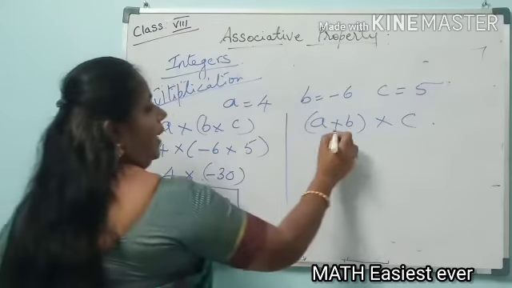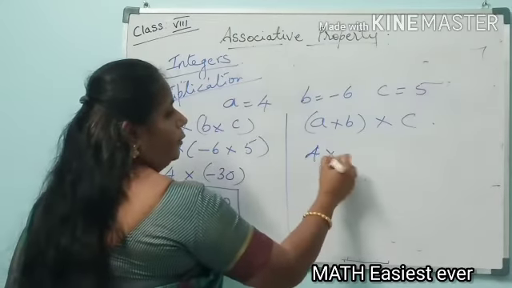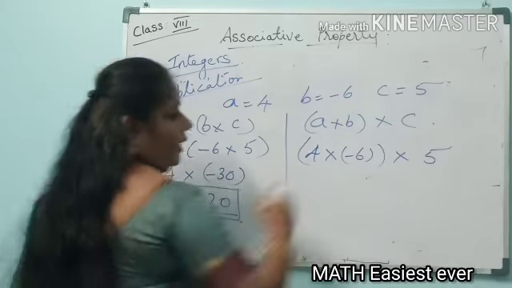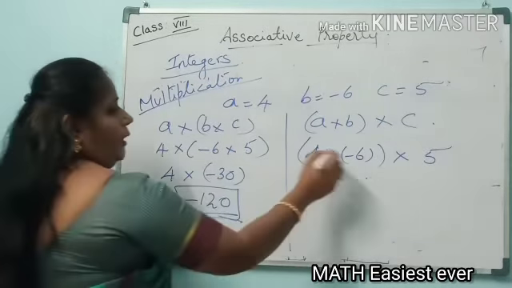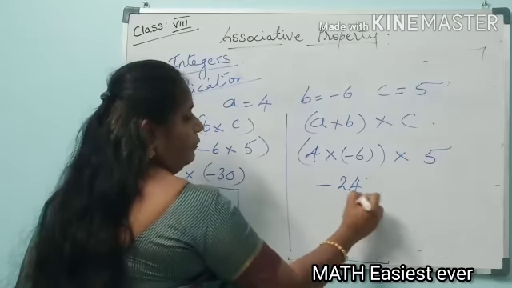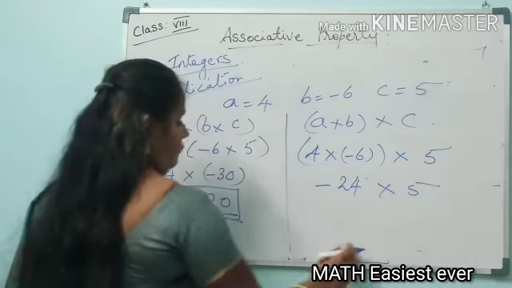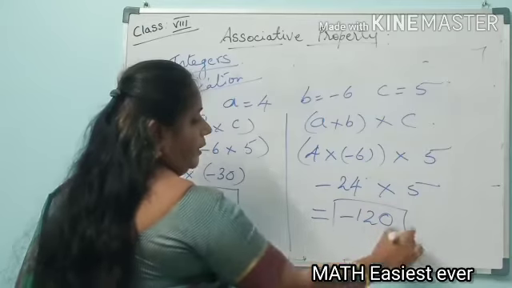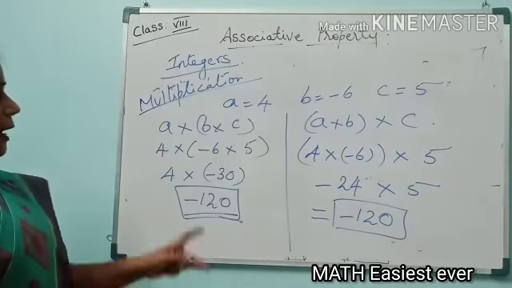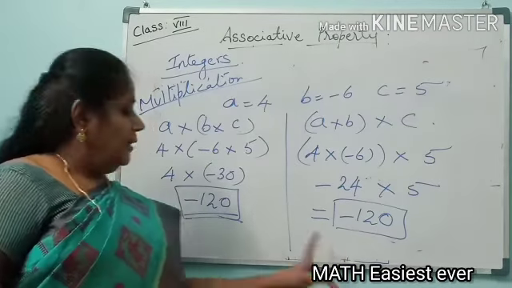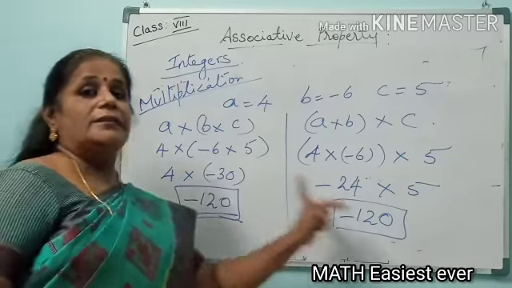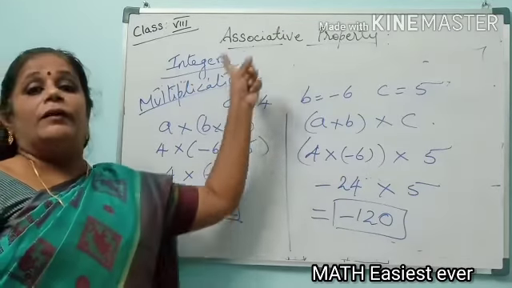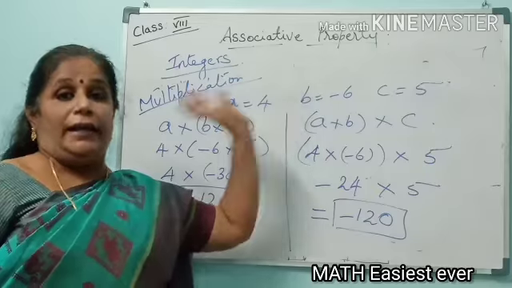Now what is A into B into C the other way? 4 into minus 6, you have to do first, then multiply with C. What is 4 into minus 6? It's minus 24. Minus 24 into 5, if you multiply, you will get minus 120. Are both answers the same? Yes. This is also minus 120 and this is also minus 120, which shows that multiplication is associative for integers.